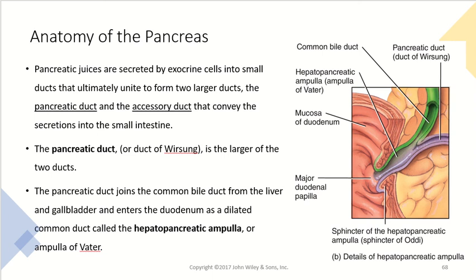The pancreatic duct, also called the duct of Wirsung, is the largest of the 2 ducts, and the pancreatic duct is going to join the common bile duct from the liver and the gallbladder, and it's going to enter the duodenum as a dilated common duct. This is called the hepatopancreatic ampulla, also called the ampulla of Vater.